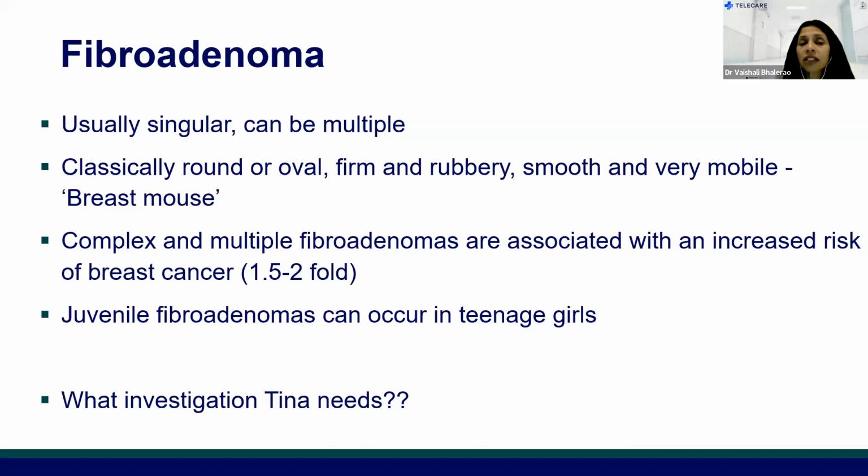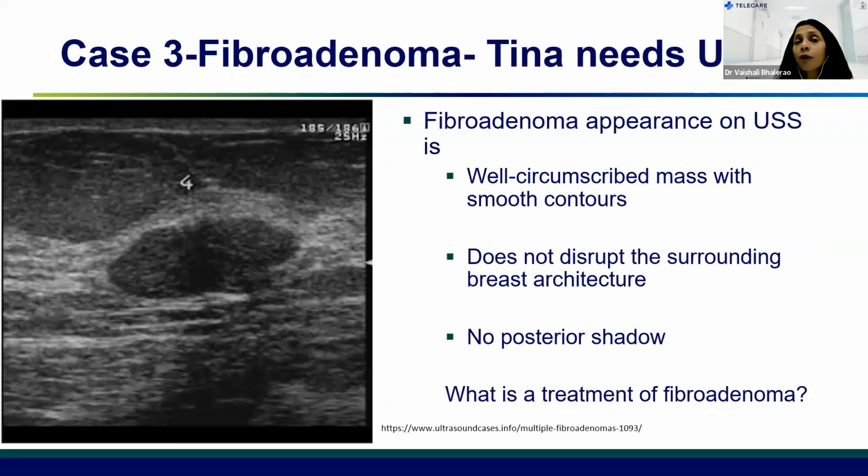So what investigation does Tina need? She needs an ultrasound scan. Fibroadenoma appears on ultrasound scan as well circumscribed masses with smooth contour, does not disrupt the surrounding breast architecture, and does not have posterior shadow. So no posterior shadow. So what is the treatment for fibroadenoma?